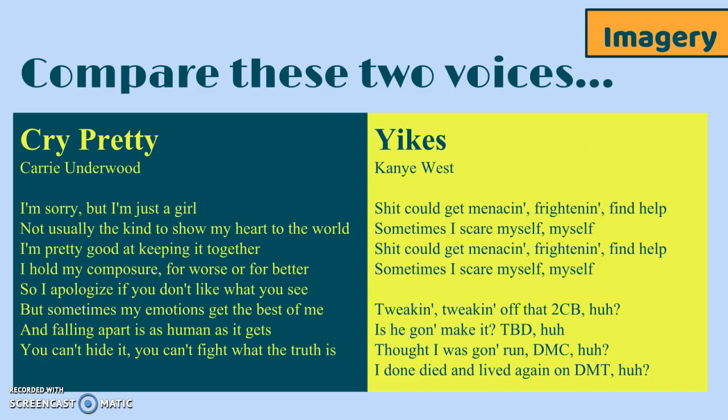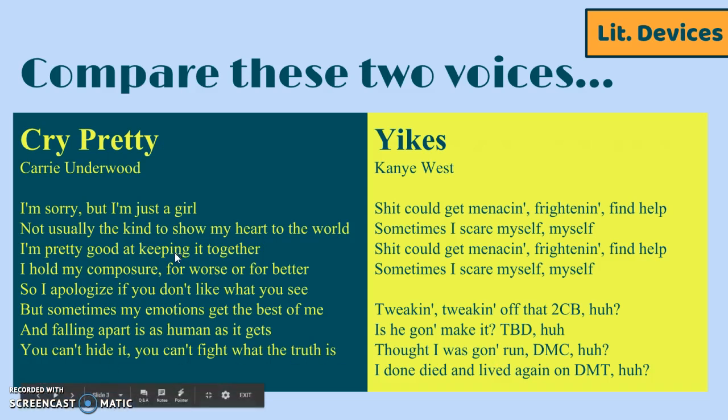All right, so what we are going to do next are the literary devices because they do exist in here. So for instance, over here we see for worse or for better. And this is an inversion of a phrase we're familiar with, for better or for worse.